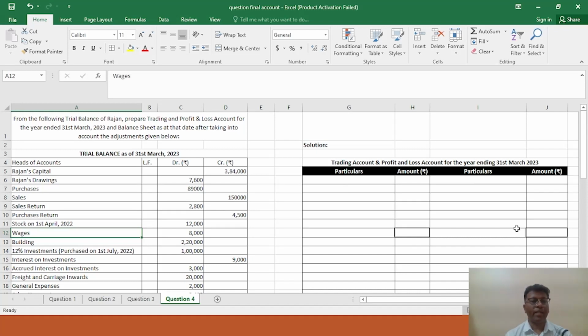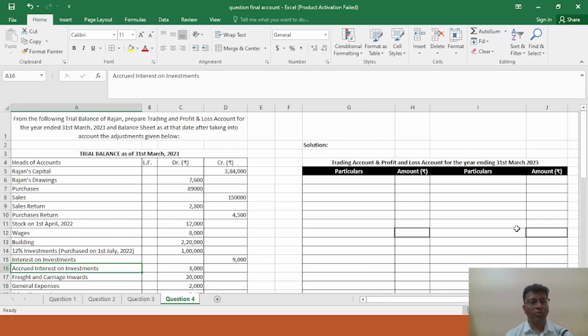Wages, again, are direct expenses, would be shown in the trading account debit side. Building in the asset side, and 12% investment, that is purchased on 1st July 2022 within the financial year for which you are preparing this final account, so it would be mentioned in the asset side. Interest on investment is income, so it would be shown in the credit side of the P&L account. And accrued interest on investment, this is the new thing for you all, as earlier there was no such item in the trial balance to solve.